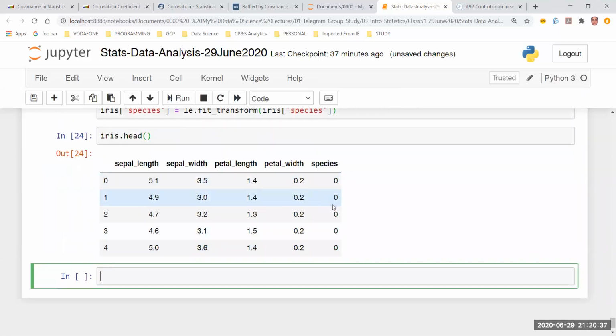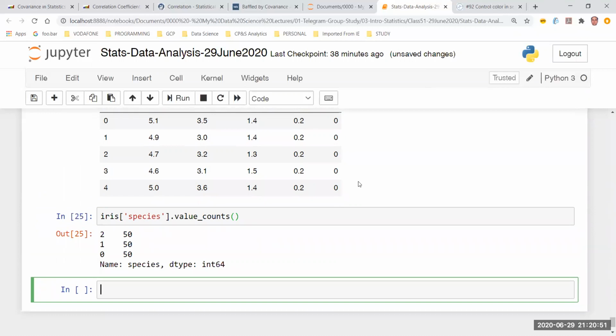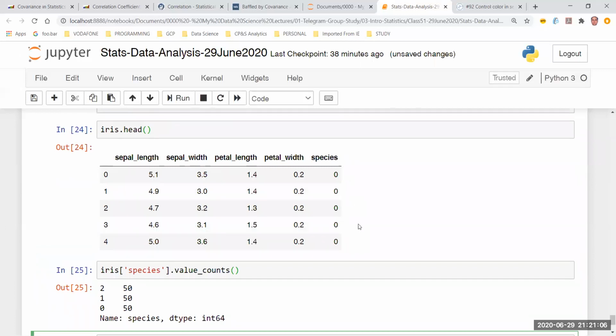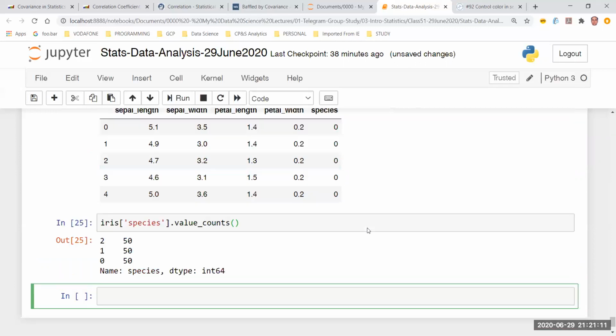You see what has happened here? It has converted the values of species into zeros and ones. So I can simply say iris species, and then take a dot value_counts, and I can clearly see now it has 0, 1, and 2. Which one is what? We don't know. That's the limitation of this library. We'll have to try and check which one is what. But ideally, it goes by the order, so it goes by the first one, then the second one, and the third one.